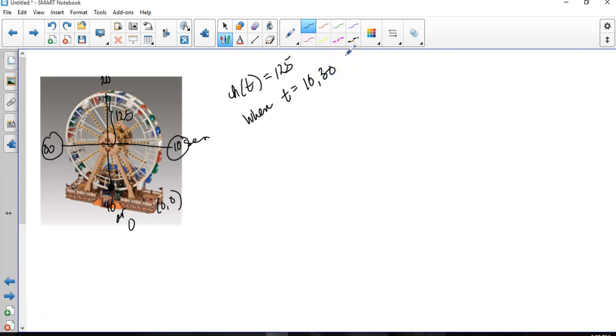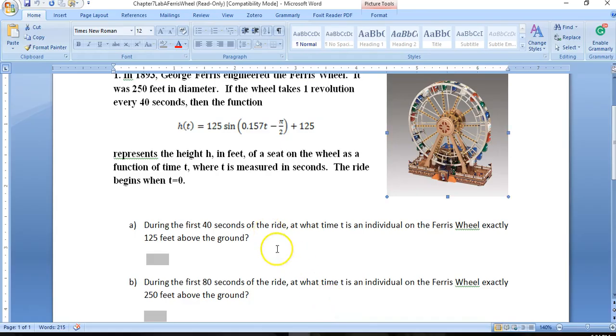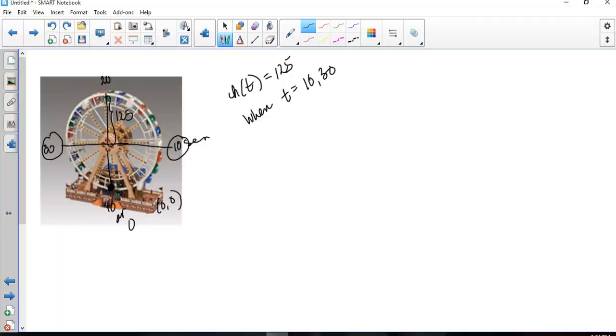So you might feel like, well, why should I bother solving it? So you know how to do it for when you can't just eyeball it. Let's see if we can go through and prove one side of this. I want to show that I'm 125 feet above the ground. I want to figure out when that happens. So I know my height, h of t, is going to be 125.